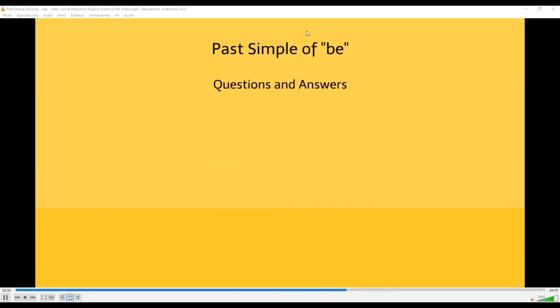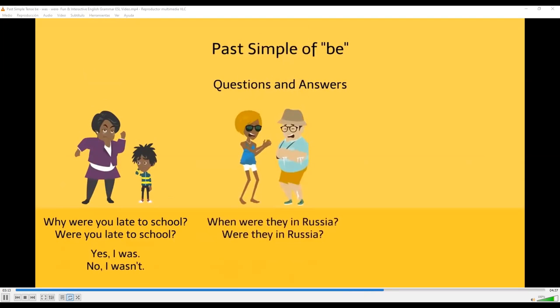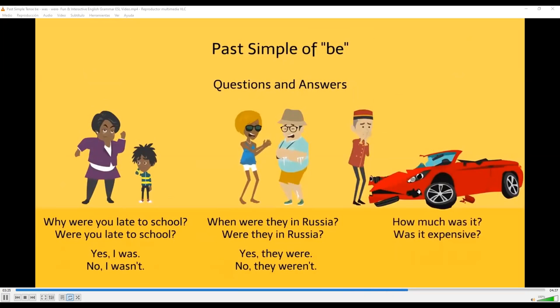We can also make questions using the past simple. Why were you late to school? Were you late to school? The short answer for a yes-no question is, yes, I was. No, I wasn't. When were they in Russia? Were they in Russia? The short answers are, yes, they were. No, they weren't. How much was it? Was it expensive? And what are the short answers? Yes, it was. No, it wasn't.